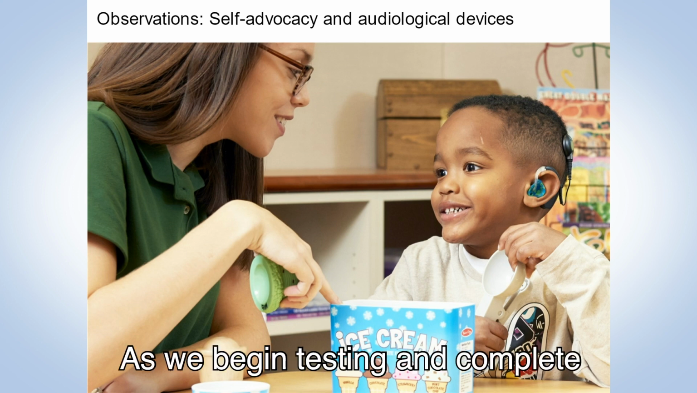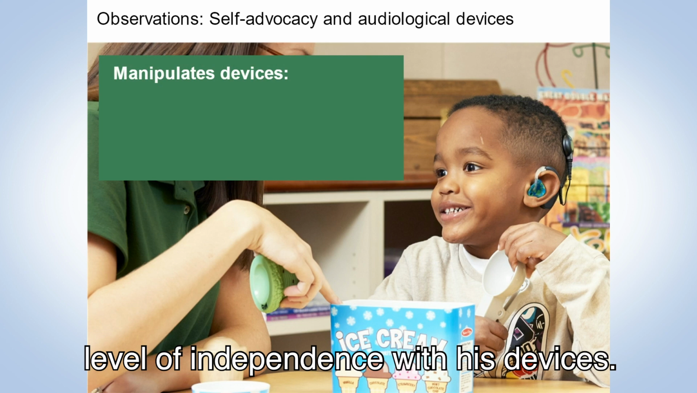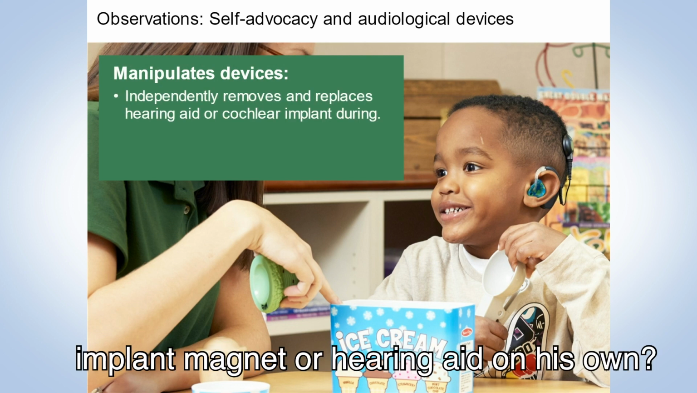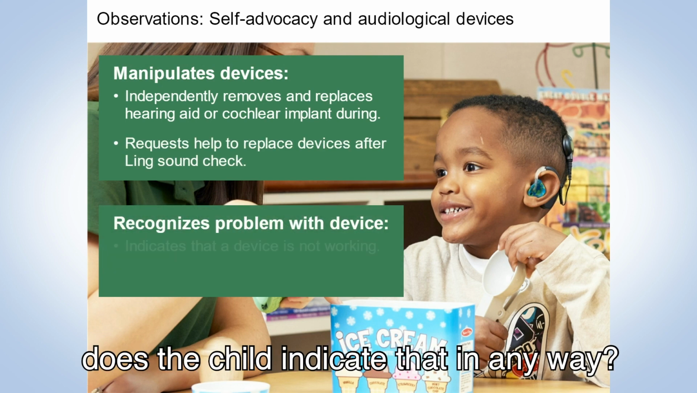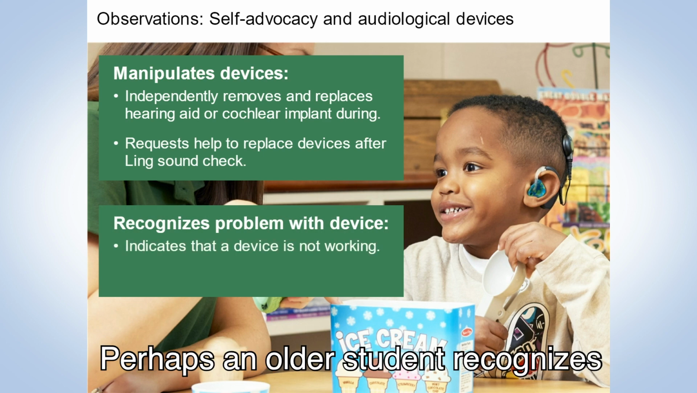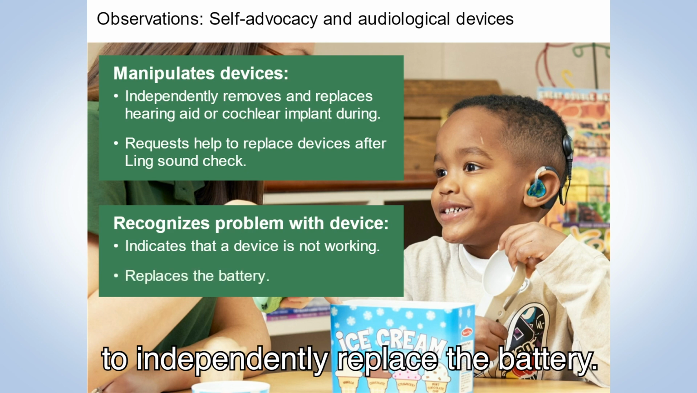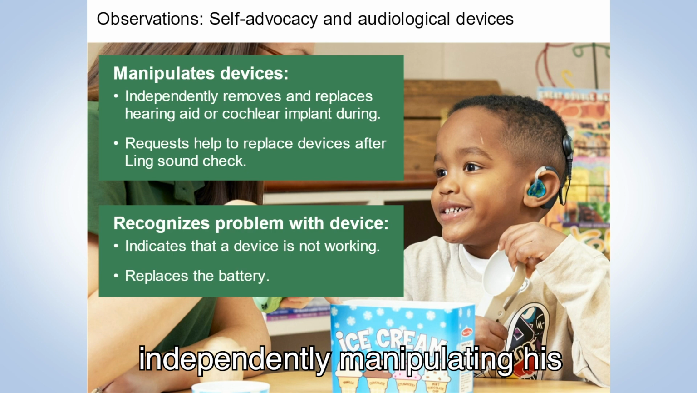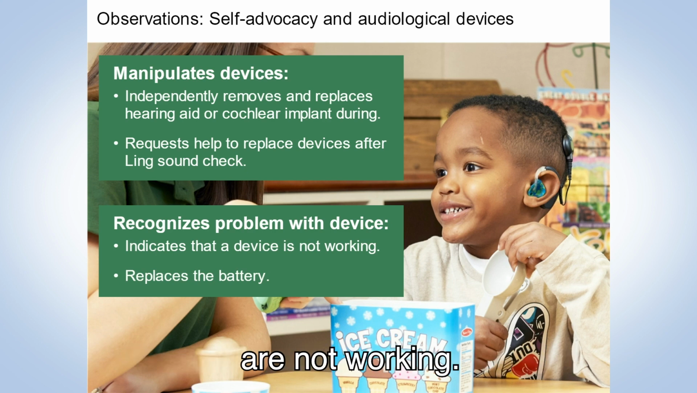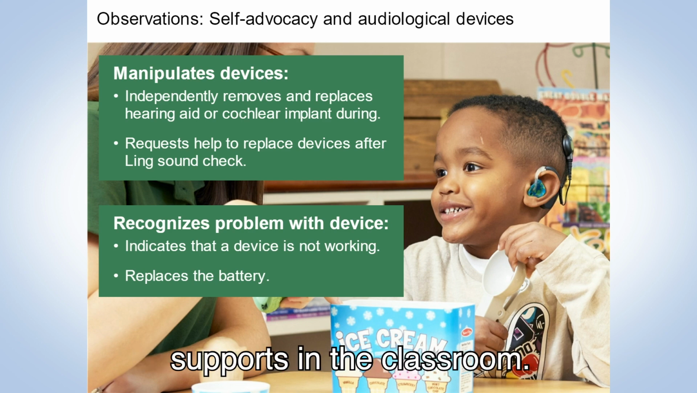As we begin testing and complete a Ling sound check, observe a child's level of independence with his devices. Is he able to replace his cochlear implant magnet or hearing aid on his own? If not, does he request help in any way? If a device is not working, does the child indicate that in any way? Perhaps an older student recognizes that a battery is dying and is able to independently replace the battery. That would be a wonderful skill to note. If a child is not yet independently manipulating his devices or recognizing when they're not working, this is important information to know when considering needed supports in the classroom.